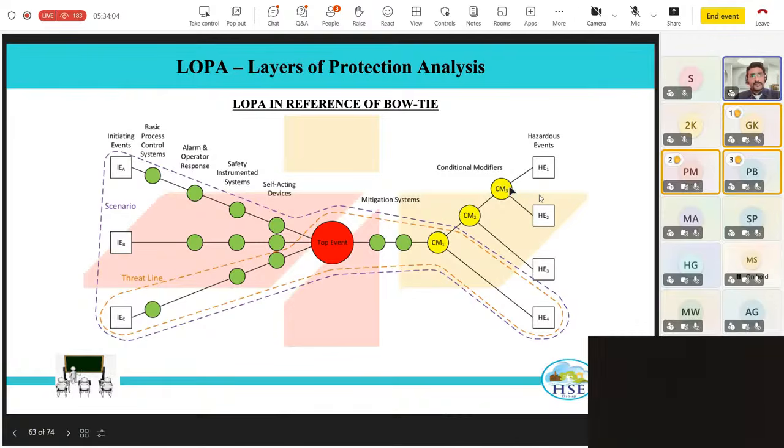Like we said, conditional modifiers could be a batch process or a turn down operation, or the possibility of occupancy or ignition or explosion. These are the conditional modifiers that modify the actual condition of an event to reduce the risk. So that is how you get a hazardous event that is of lesser magnitude than it should have been. So that is why these are the conditions. So this is how LOPA is integrated into this bow tie.